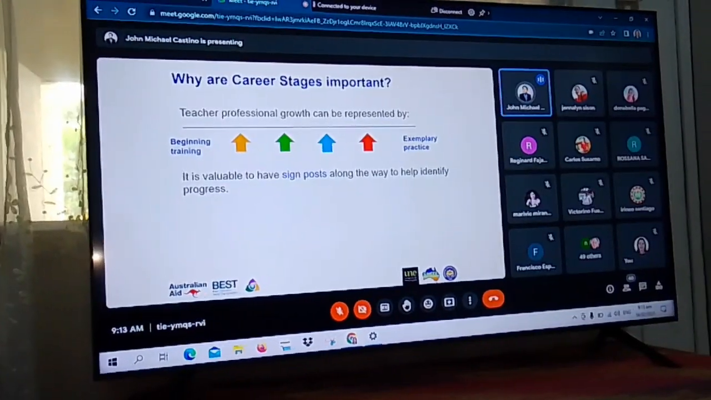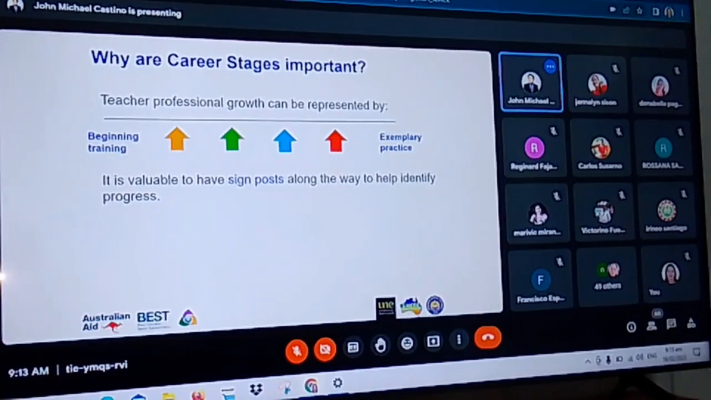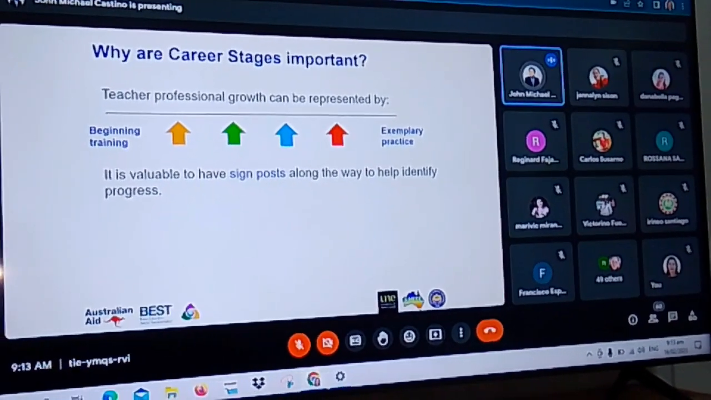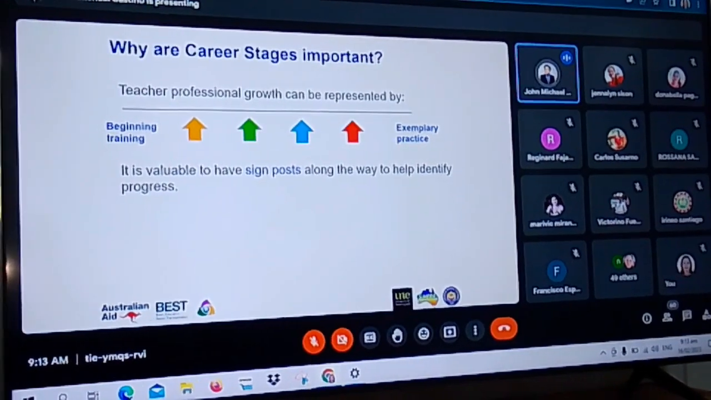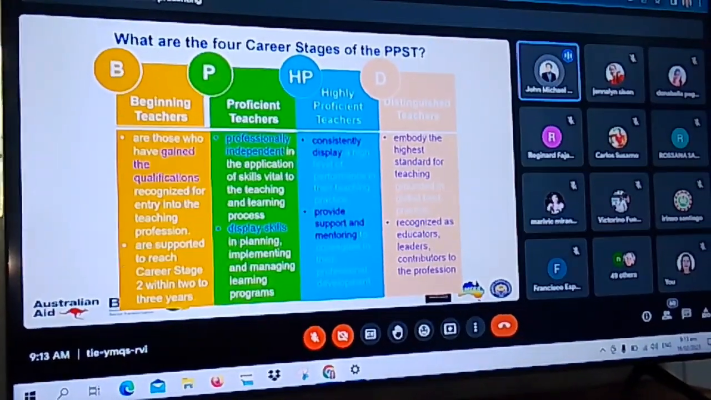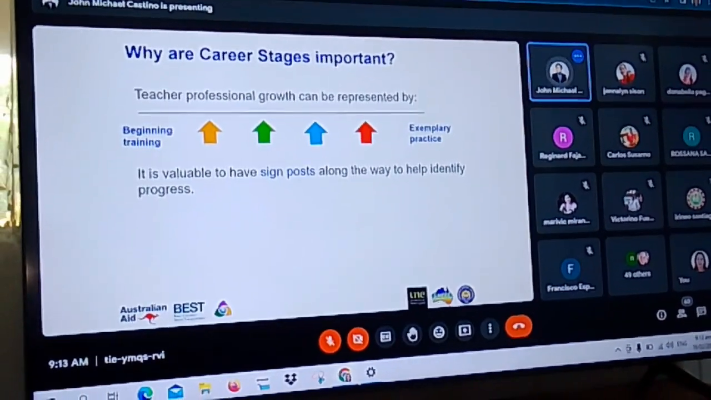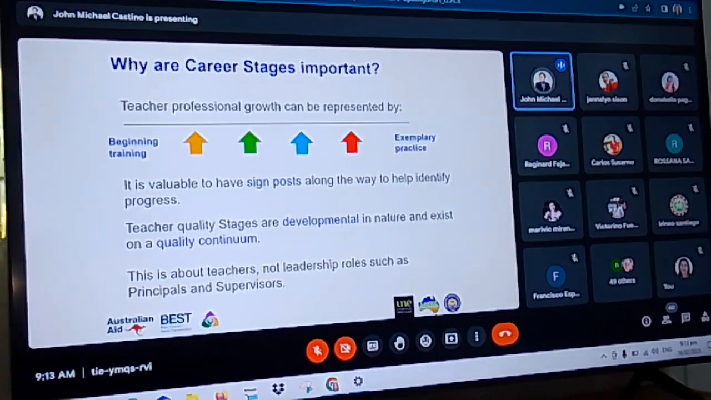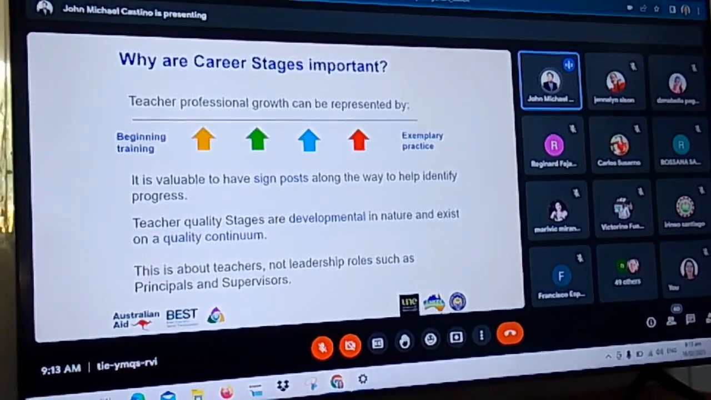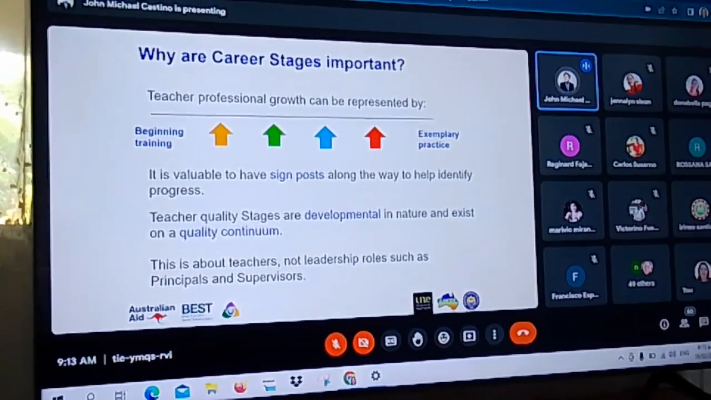And that's teachers, green apple or olive green for proficient teachers, sky blue for master teachers, and then we have pink for our master teachers, but the pink here becomes red. It is valuable to have signposts along the way to help identify progress. That's what's important with career stages. Teacher quality stages are developmental in nature and exist on a quality continuum.